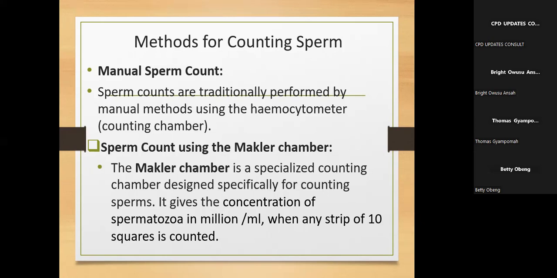It's a specialized counting chamber designed specifically for counting sperms. It gives the concentration of sperms in million per mL. That's what we know. Every sperm count should be reported in million per mL. This one is designed in such a way that if you're able to count sperms in 10 squares, whatever number you get is your sperm count in million per mL. And as you move along, you get more information on it.